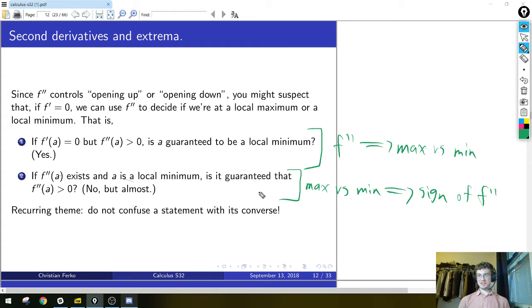because often it's easy to become confused between a statement and its converse. This is a recurring theme, I think, both in our meetings and in mathematics generally, because just because one statement implies another doesn't mean the second statement implies the first.